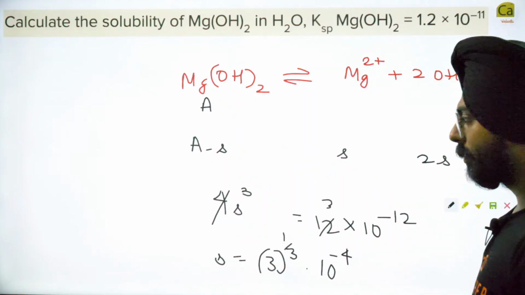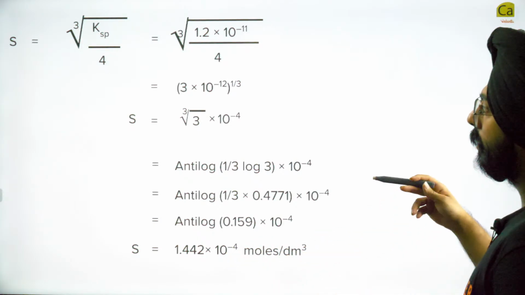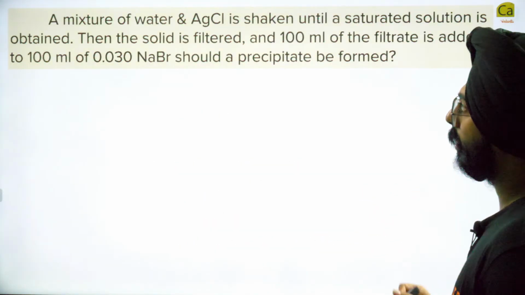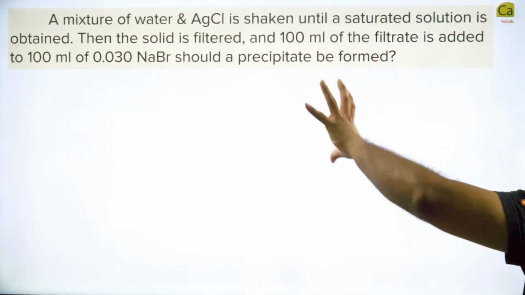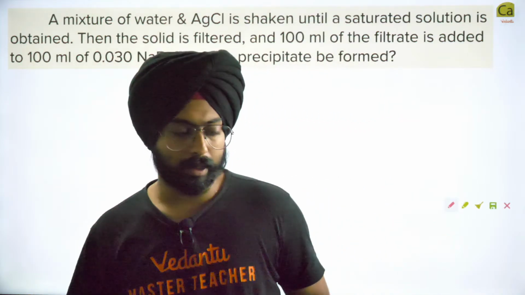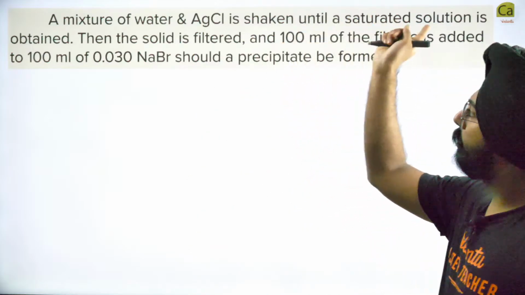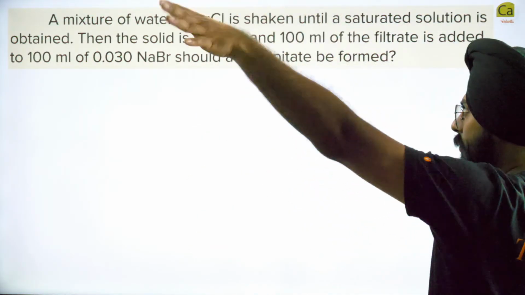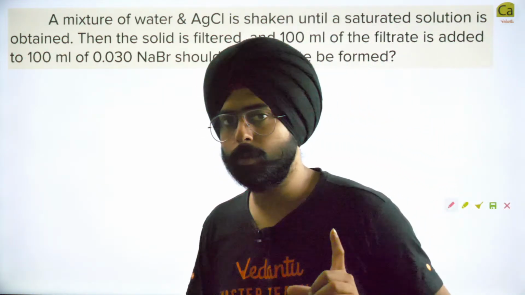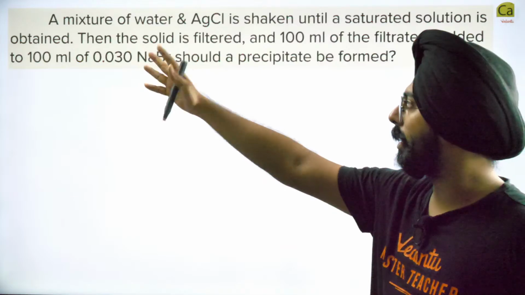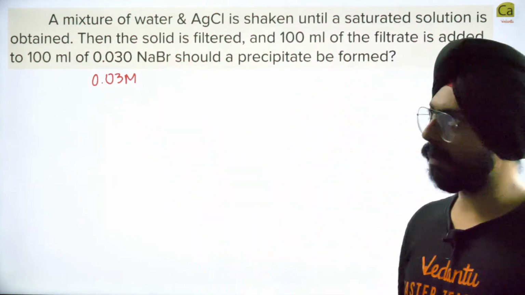So this is done. Simple question. Let's try another one. A mixture of water and AgCl is shaken. This is a very good question. Let's try to do this question and then we will end today's class. A mixture of water and AgCl is shaken until a saturated solution is obtained. Then the solid is filtered out and 100 ml of the filtrate is added to 100 ml of 0.03 molar NaBr.